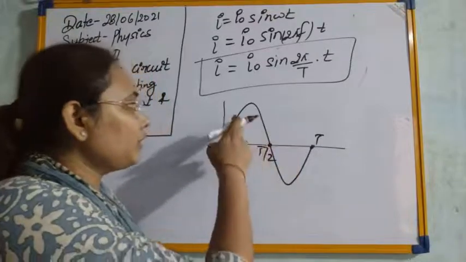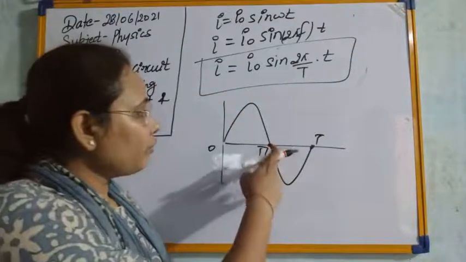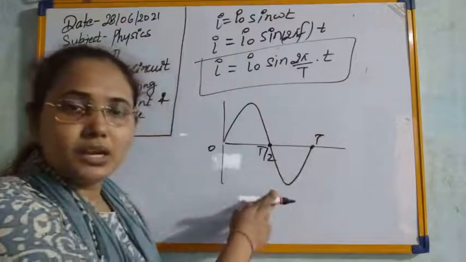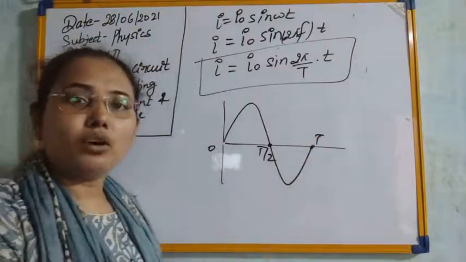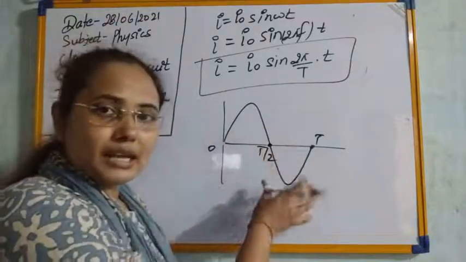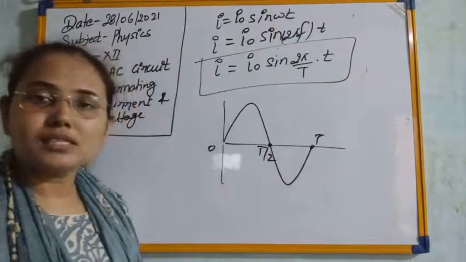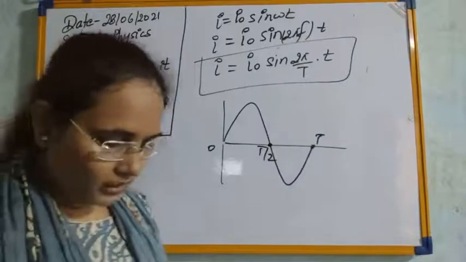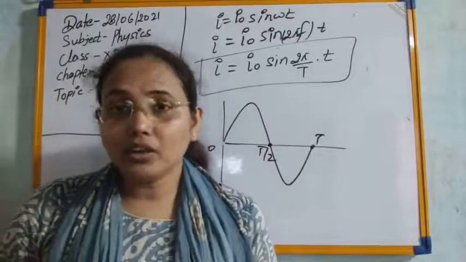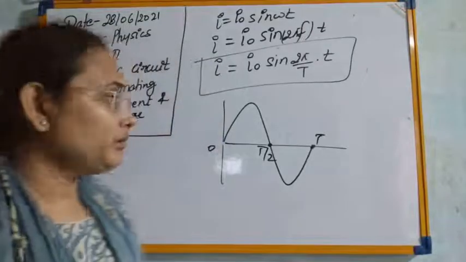From 0 to T by 2 the value we get for the AC will be non-zero. Again from T by 2 to T, we get the value of AC with a negative sign, but that is also not 0. But whenever we add these two, as they are equal in magnitude and only opposite in direction, the sum will be 0. So always the average or mean value over the complete cycle for AC is 0. But for direct current, we never get 0 for this value.